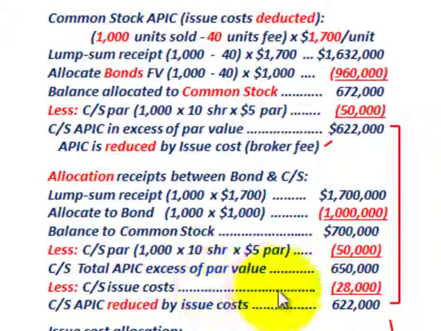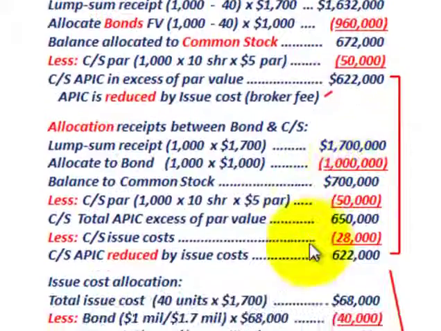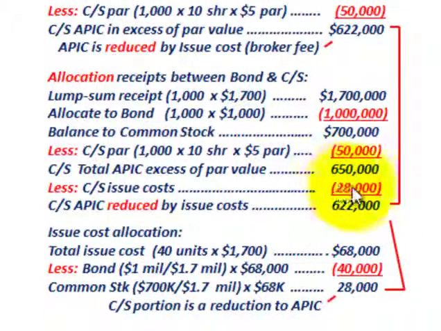Now this is where we subtract out our issue costs that we're going to calculate. Our issue costs we're going to calculate to be $28,000. So the difference between our total excess above par of $650,000 less the $28,000 issue cost gives us our additional paid-in capital, reduced by our issue costs, of $622,000. Same as we calculated up above, but that was based on our gross receipts. Now let's look at how we calculated this $28,000 as our issue cost, and also what we're going to allocate to our bond issue costs.